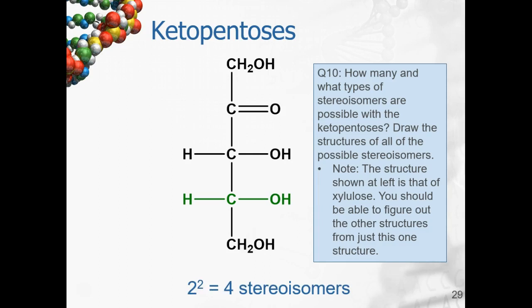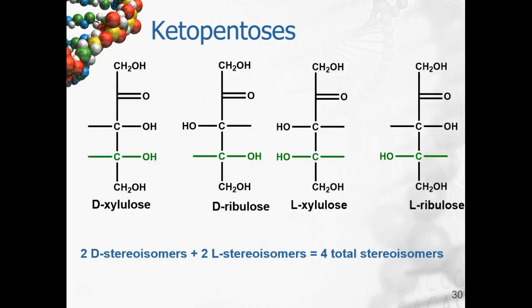So hopefully you figured out that there are 4 stereoisomers because there are 2 chiral carbons, so 2 squared is 4. Xylulose, like I showed you, has OHs on the same side, but we have another D sugar where the OHs are on different sides. So we have D-xylulose here and D-ribulose. The mirror image isomer of D-xylulose is L-xylulose, and the mirror image of D-ribulose is L-ribulose. So here's our total of 4 stereoisomers, 2 D, 2 L, and we have 4 because we have 2 chiral carbons.